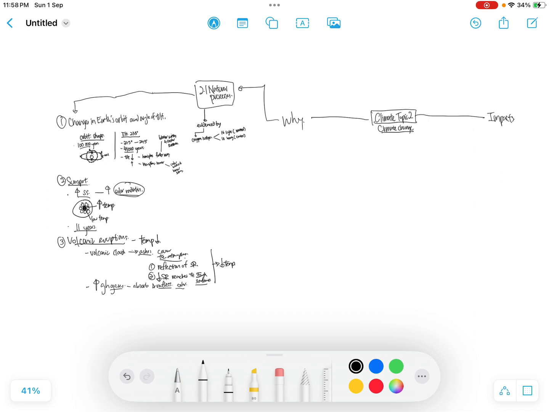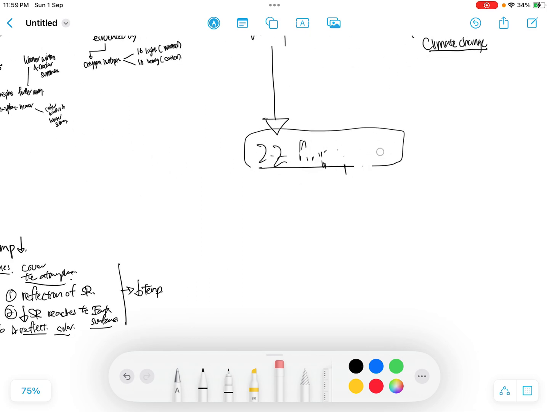Okay, for 2.2, we are talking about anthropogenic factors. Anthropogenic factors, basically they are human causes, right? Before we look into the factors of industrialization and population growth, burning of fossil fuels, changing land use, and so on and so forth, we talk about greenhouse gases.